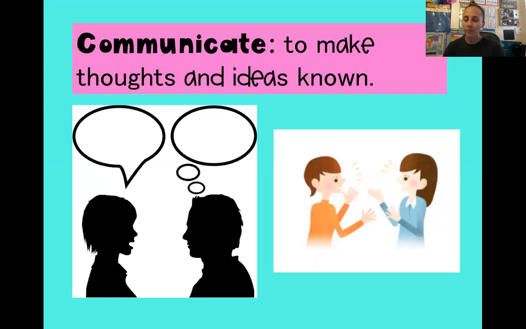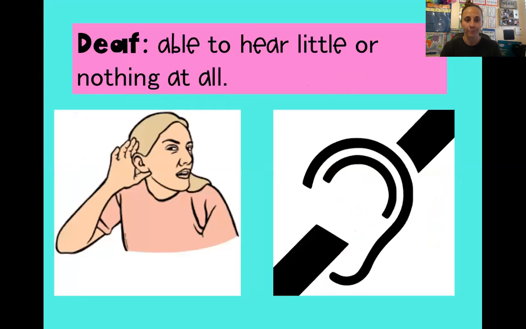Now we have some vocabulary that we need to talk about. Communicate, say it. Communicate. Say it one more time. Communicate. It means to make thoughts and ideas known. So communicating your feelings to me or to your parents, if you're feeling frustrated or if you're feeling happy, it's good to communicate. It means to talk, okay? Whatever you're thinking, you need to communicate that out. It's better than keeping it in.